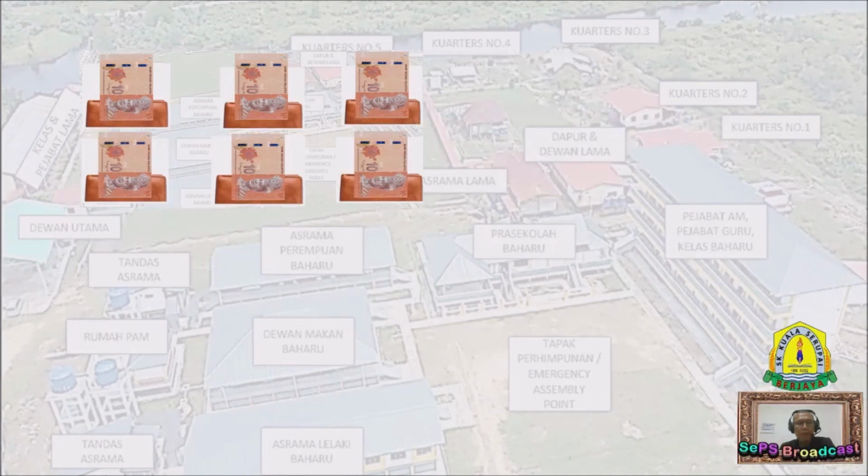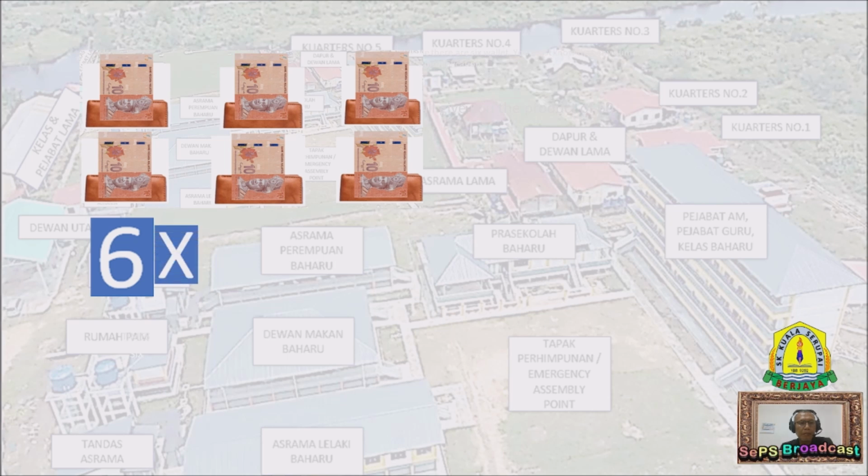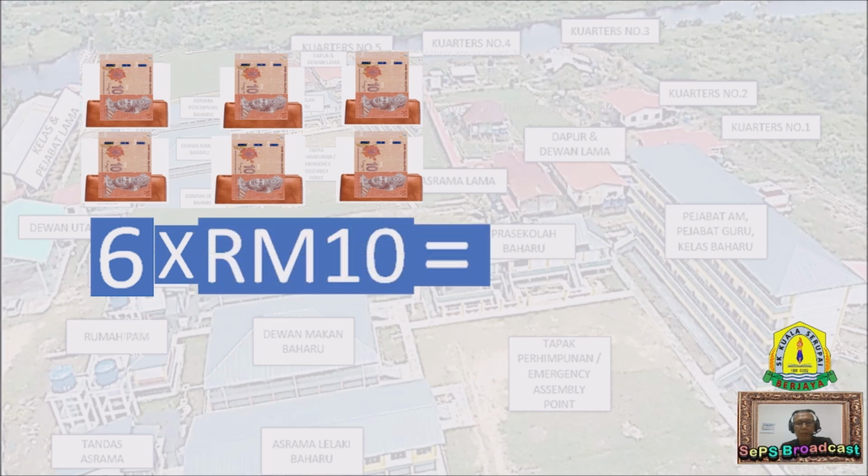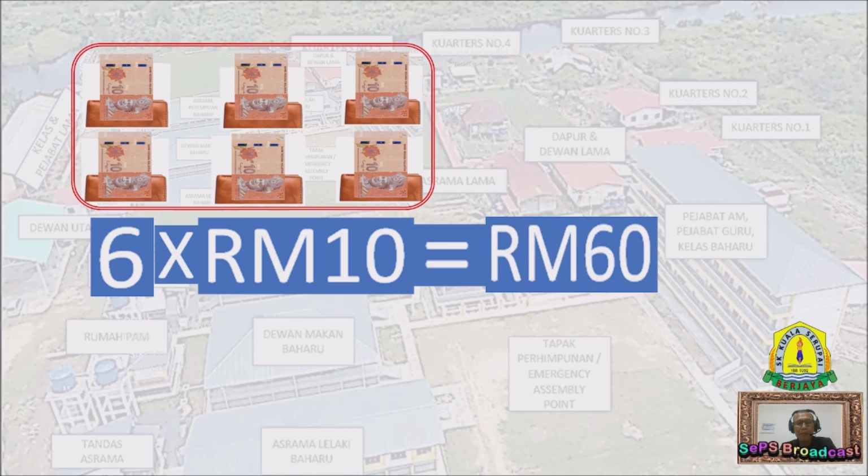In this example, you see that the 10 ringgit are repeatedly counted 6 times, because there are 6 wallets. You must know that any number that is repeated many times is the process of multiplication. Meaning, 6 times 10 will give you the product of 60. 6 times 10 ringgit equals 60 ringgit.